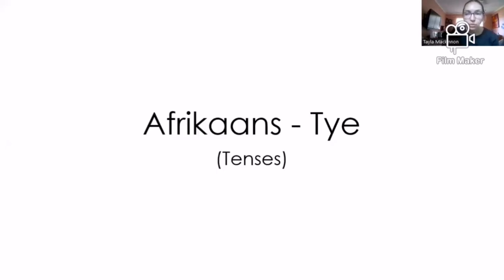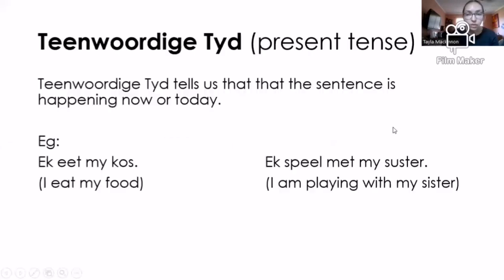So today what we're going to do for Afrikaans is we are going to be looking at verlede tyd, which is past tense. But before we start that, we're going to go over last week's work, which was teenwoordige tyd, present tense. Teenwoordige tyd tells us that the sentence is happening now or today. So it's present tense. It's happening at the moment, right?